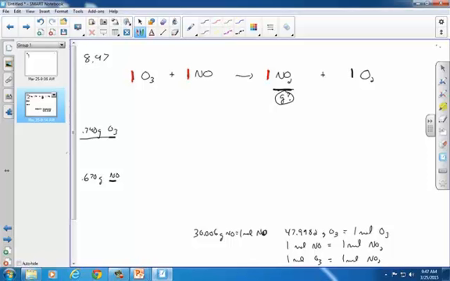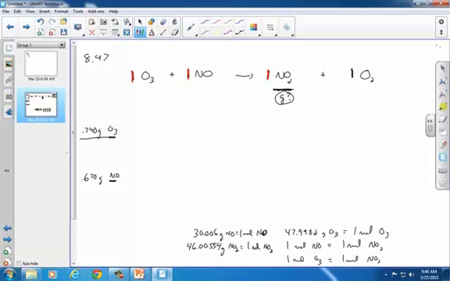And then I'll probably also need that relationship for NO2. So 1 nitrogen plus 2 oxygens equals 46 grams of that substance in 1 mole of that substance.